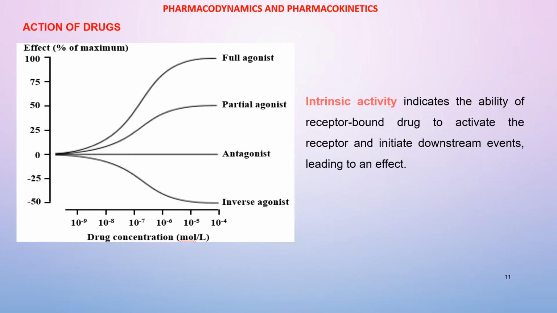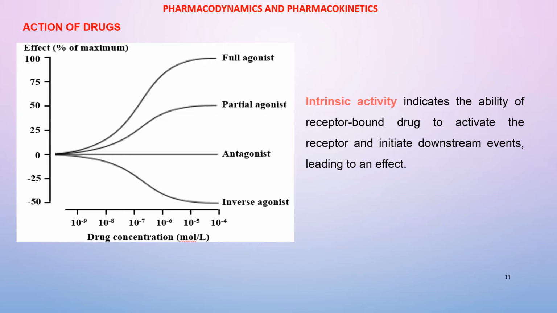Intrinsic activity of a drug indicates the ability of the drug receptor binding to initiate downstream reaction leading to effect or response. The graph on the left represents the effect in percentage of different doses of drug. A full agonist drug has similar response to a physiological signal molecule. Hence, its effect is 100%. Thus, the intrinsic activity is 1.